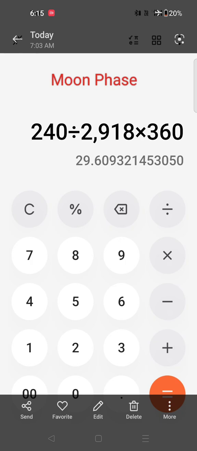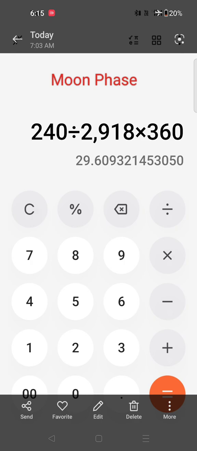Now what is this 240? 240 is the time: 4 minutes into 60, 240. 4 minutes is the time taken by the sun to complete 1 degree. As our watches and our time are adjusted with the sun, that is why we will be calculating on the basis of the sun. So the sun takes 4 minutes to complete 1 degree of gap between stars, constellation and sun. That is why we are taking 240.